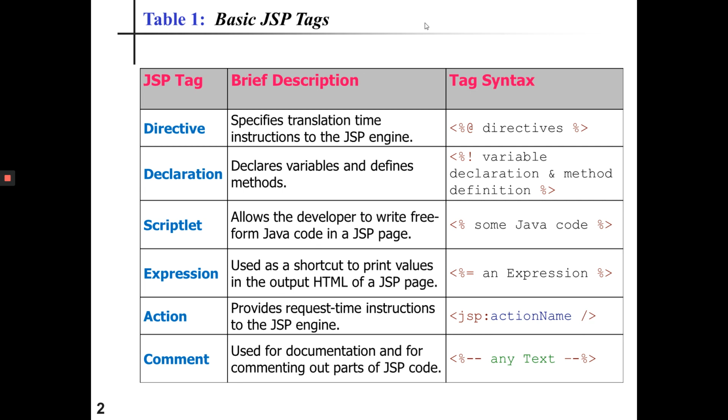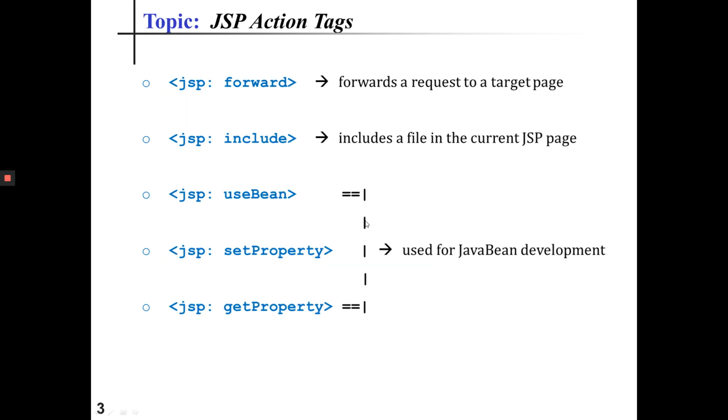Basically, an action tag provides a request time instruction to the JSP engine. And if you have a look at it, it has a different kind of syntax compared to the previous JSP tags that we have used. So we'll be concentrating on 5 JSP action tags.